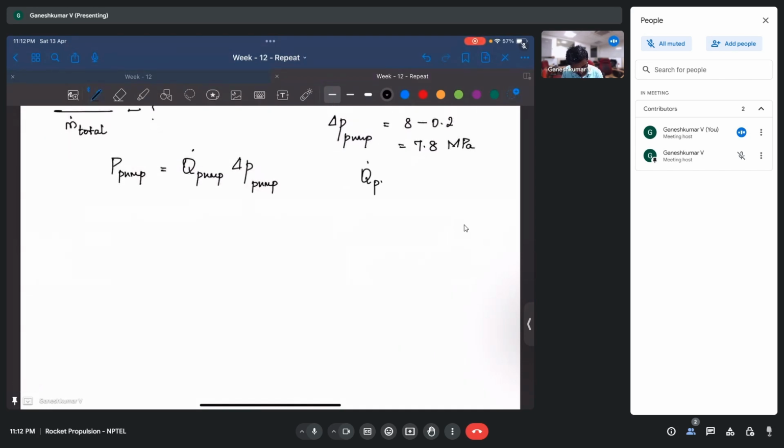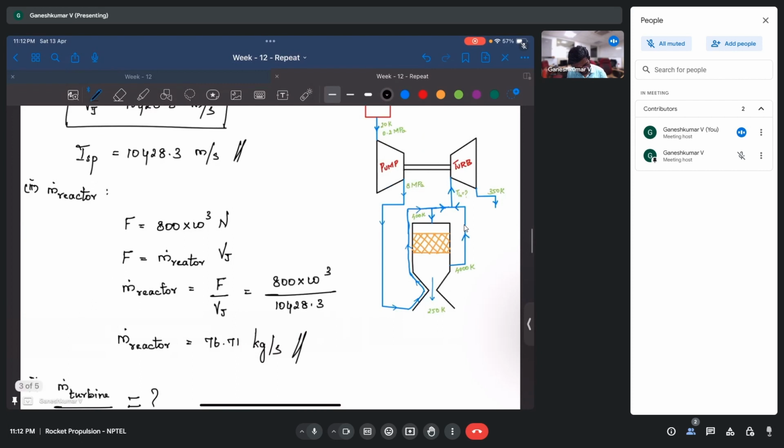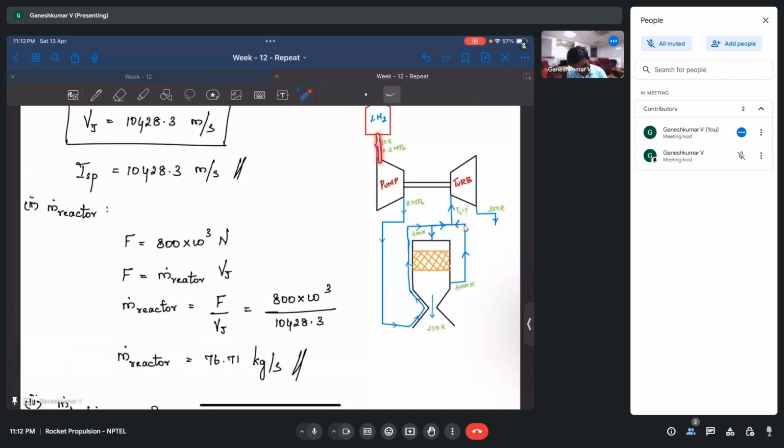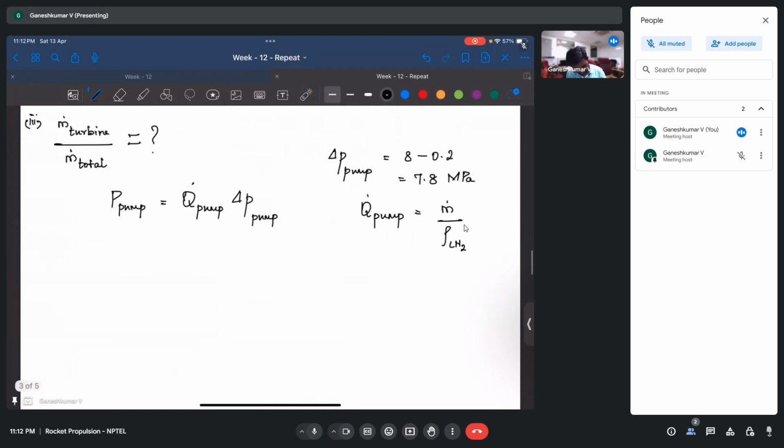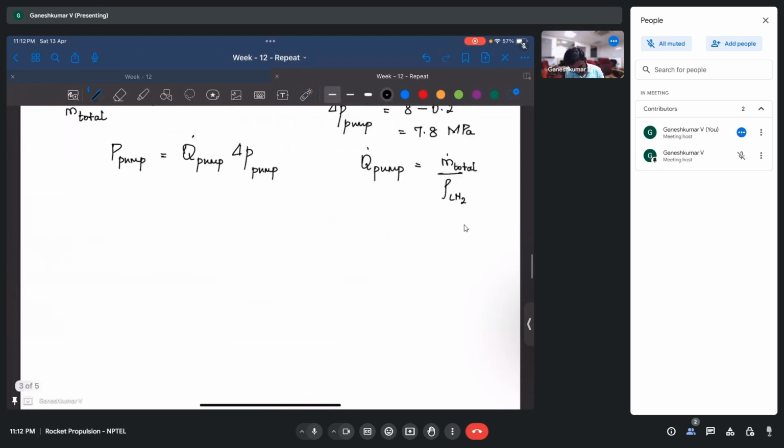And the volume flow rate to the pump, you can write it in terms of mass flow rate. We should note that the pump is going to act on the liquid hydrogen. So hydrogen is still in liquid state. That's why we need to divide it by the density of liquid hydrogen. Now, what is this mass flow rate? This mass flow rate is going to be the total mass flow rate going through the pump. Let's put these two things together.